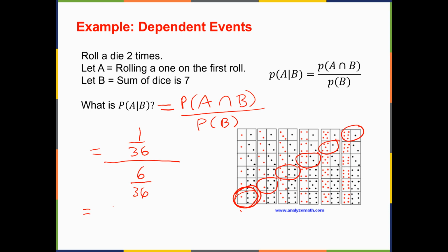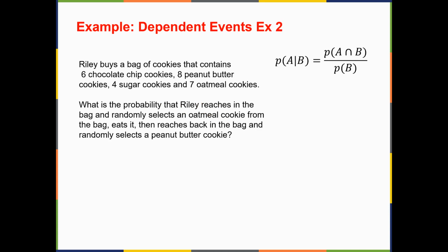Again, we all know how to divide fractions. 1 over 36 times 36 over, oh, that's dyslexia showing its face. 36 over 6 equals, dividing by 6/36 is the same as multiplying by 36/6. These guys cancel when I multiply my fractions, and I get 1/6. All right, hopefully that was pretty straightforward. Let's try one more example. It's a little bit trickier.